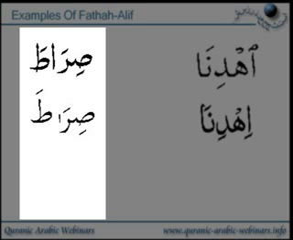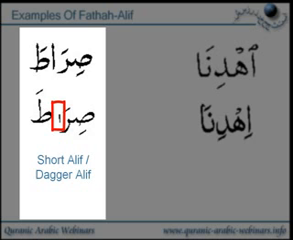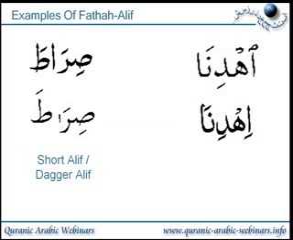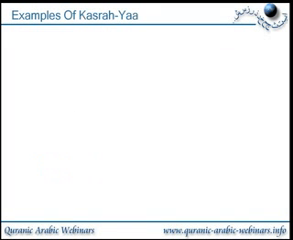So the ra fatah is followed by the short alif or dagger alif. Okay, so that's what it's called, short alif or dagger alif. Some people call it the vertical alif. It's just like a tiny little alif which is representing the long vowel alif.